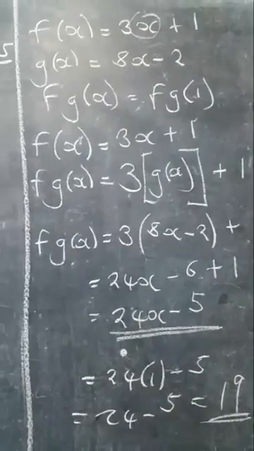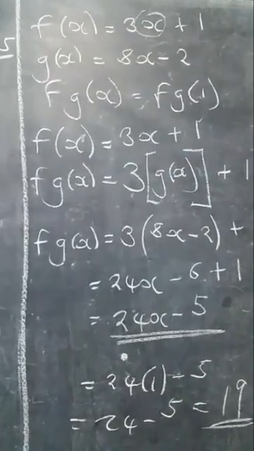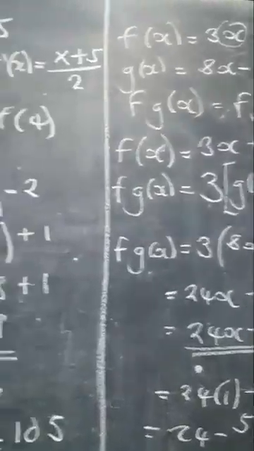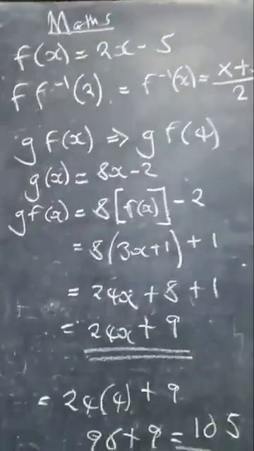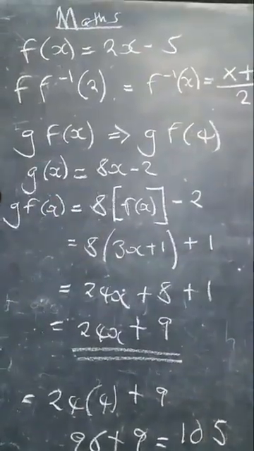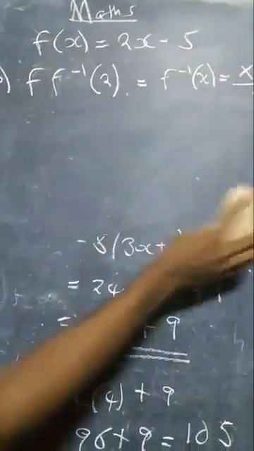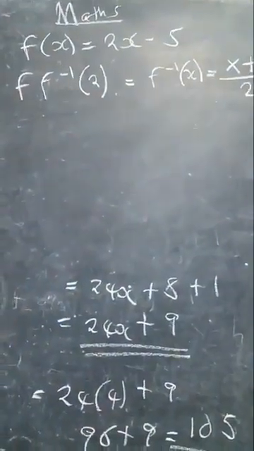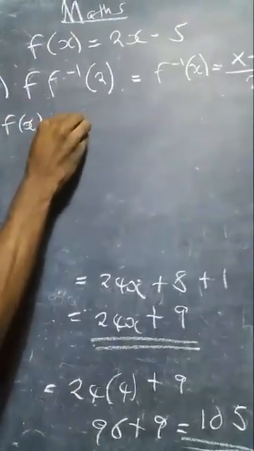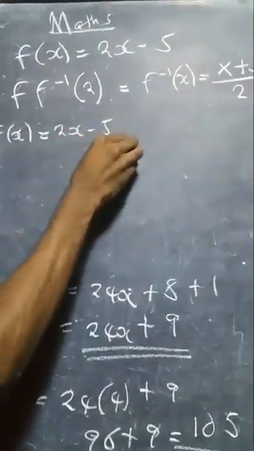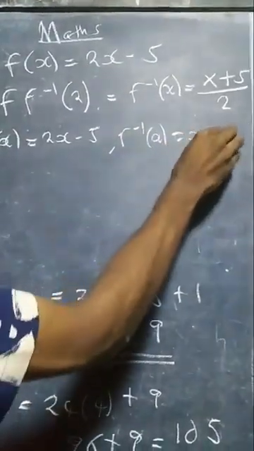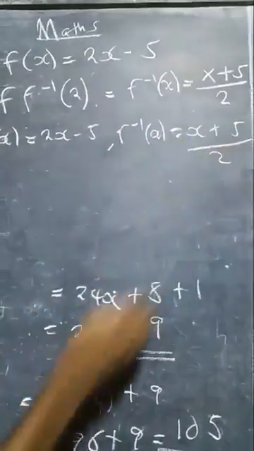Now back to our question. We are finding f inverse of 2. We shall work it in two ways. So let's write our f of x. F of x, of course, is 2x minus 5. Then f inverse of x is equal to x plus 5 over 2.